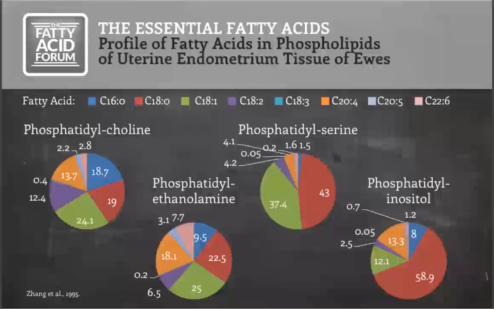Now, in addition, each phospholipid has a different fatty acid profile, as shown in these pie charts of the phospholipids, in this case in the uterine endometrium of the ewe. The saturated fatty acids in blue and red combined, C16 and C18:0, only make up about a third of the fatty acids in the most common phospholipids. Phosphatidylcholine makes up about 37%, and phosphatidylethanolamine makes up about 32%. So most of the fatty acids are unsaturated in phosphatidylcholine and phosphatidylethanolamine.